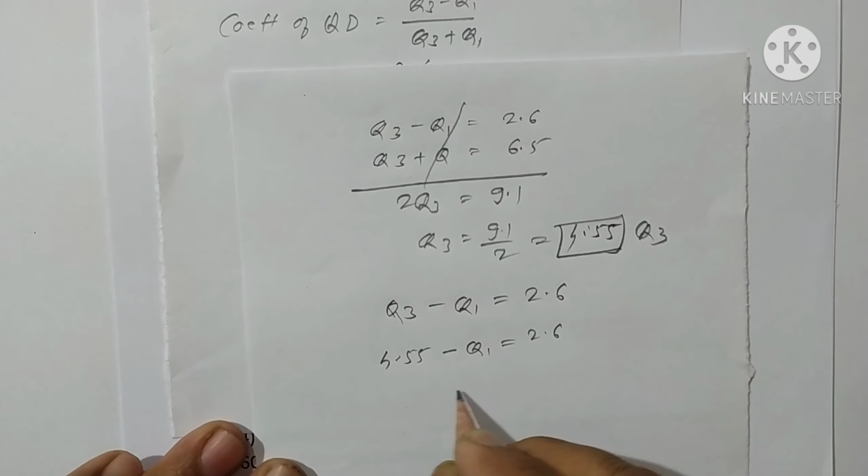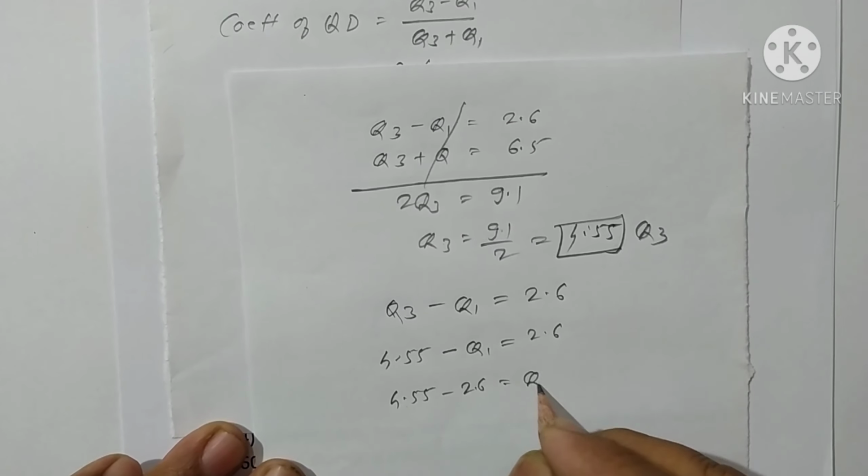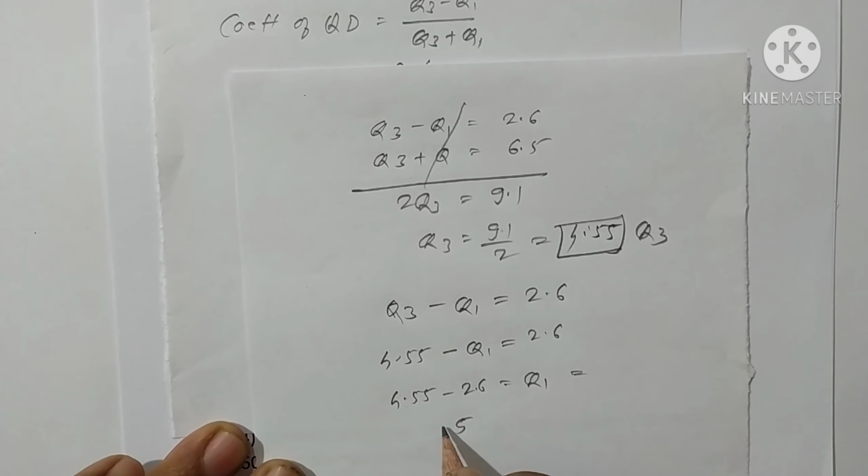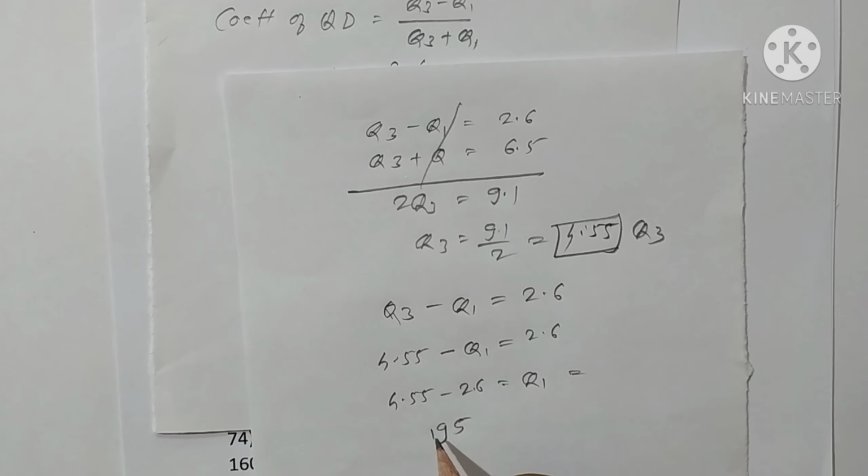By solving, 4.55 minus 2.6 is equal to Q1. Answer is 1.95, that is Q1. Q1 is 1.95 and Q3 is 4.55. See in the answers, 1.95 and 4.55 is the answer. Option C is the correct one.